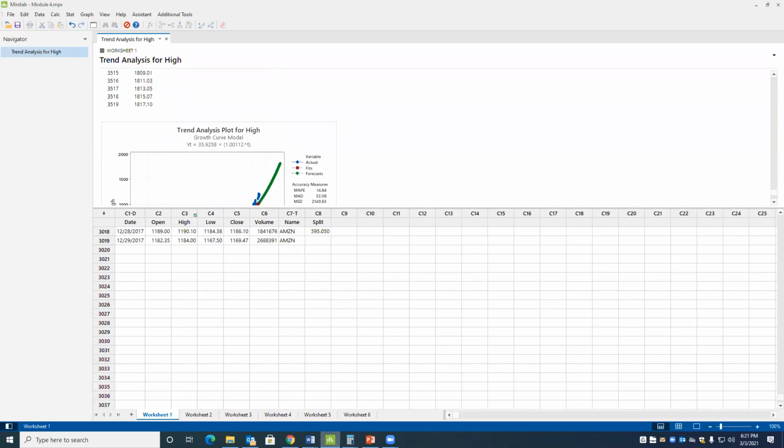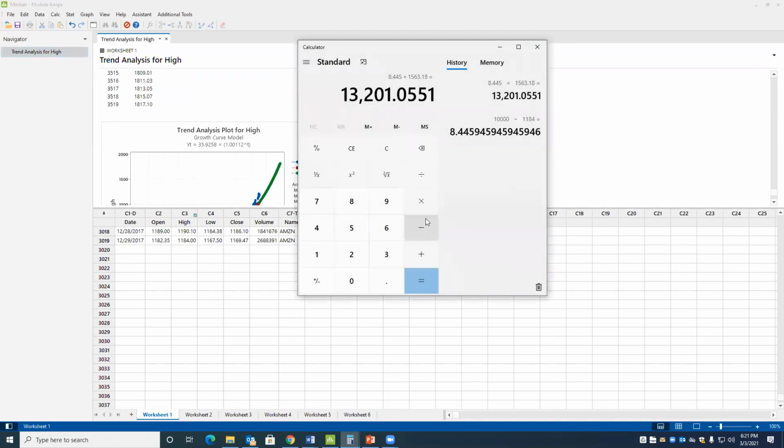So where is my calculator? Okay, right here. So let's say 8.455 multiplied by 1817. So after 500 days, you are going to have 5,362 on your return.